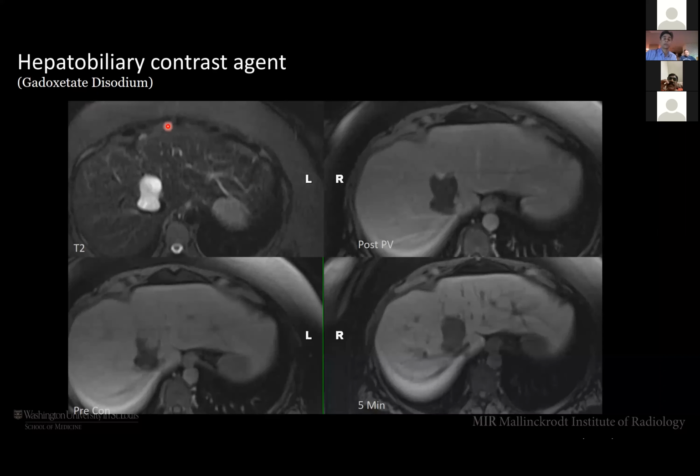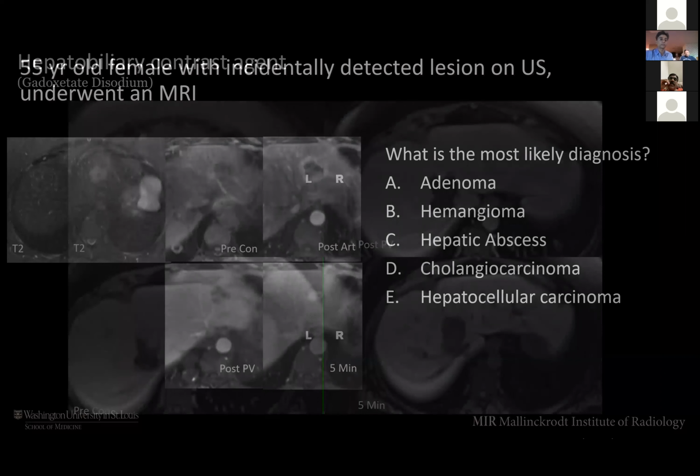Okay. I'm sorry, I'm using the term Eovist. That's our trade name here. It is gadoxetate disodium. I'm not sure what the trade name in India is.